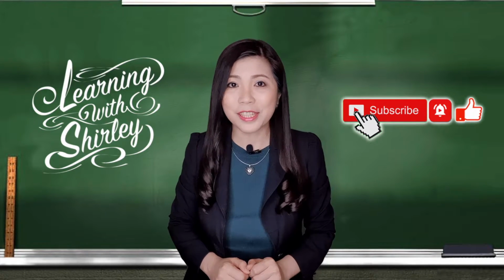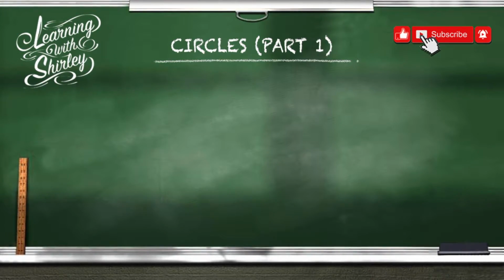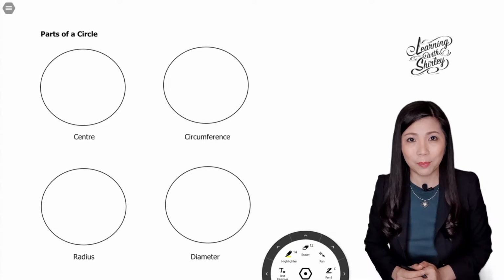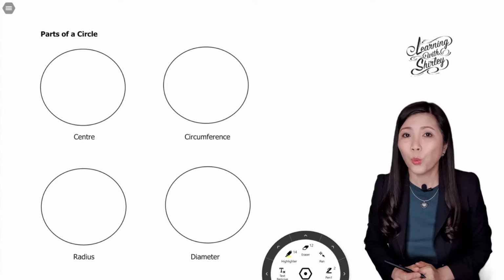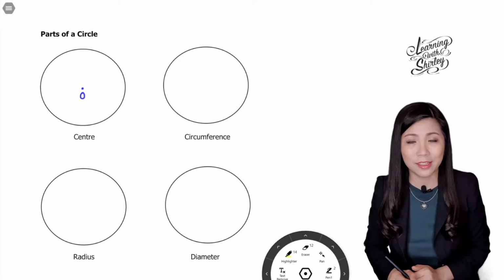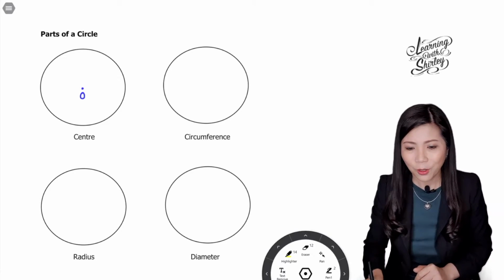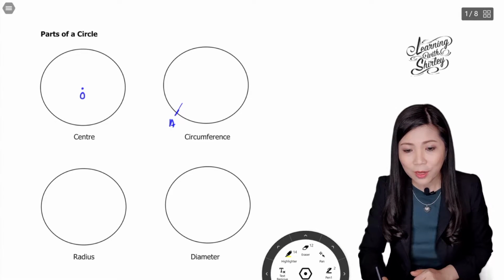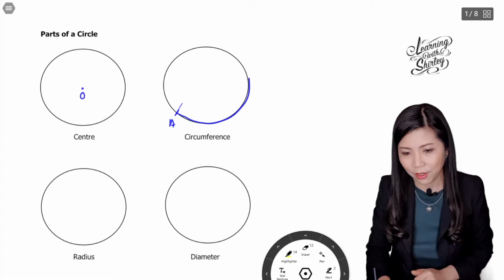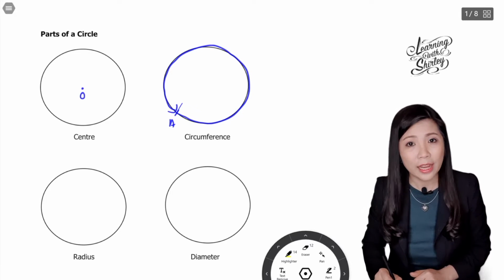Let's take a look at the parts of a circle. The first thing you need to know in this chapter is to understand the parts of a circle. So what is a center? A center is over here, and it's normally labeled as O. Next is what is a circumference. A circumference is like a perimeter of a circle. Let's say this is point A, so it moves from here, and then it goes back to here. So that is circumference.